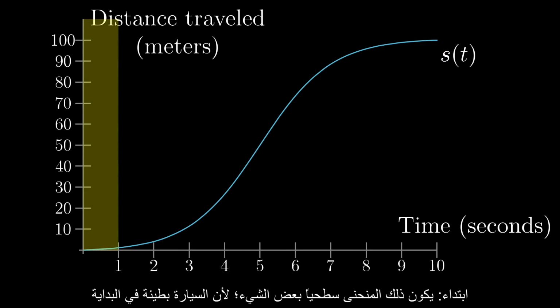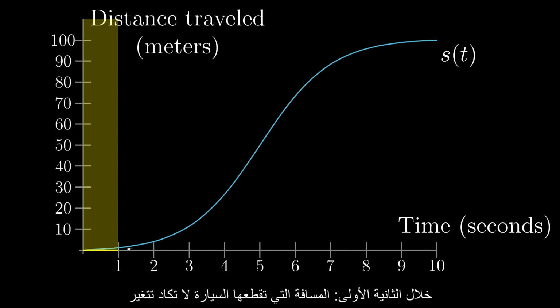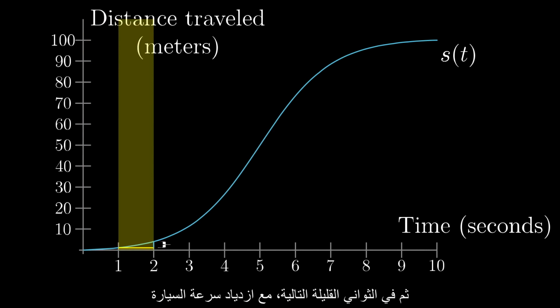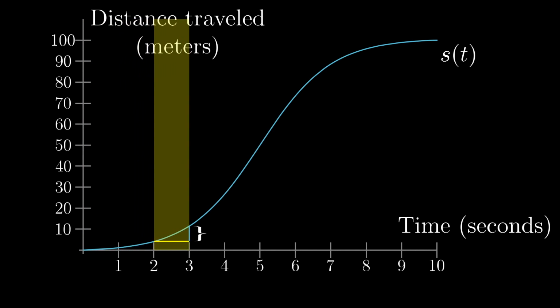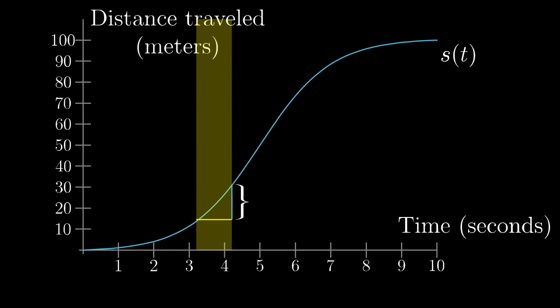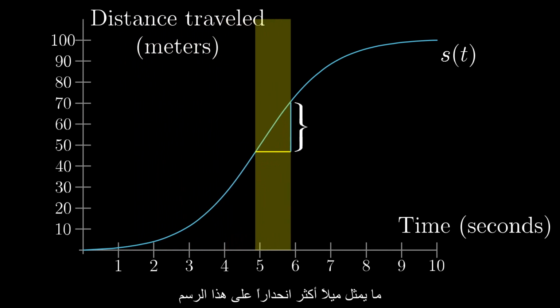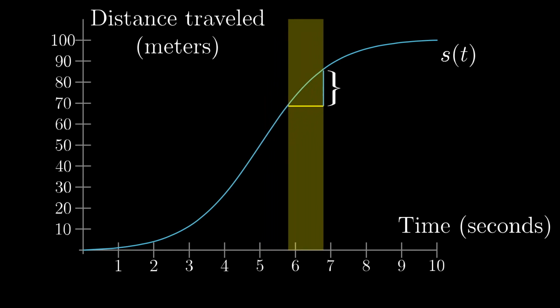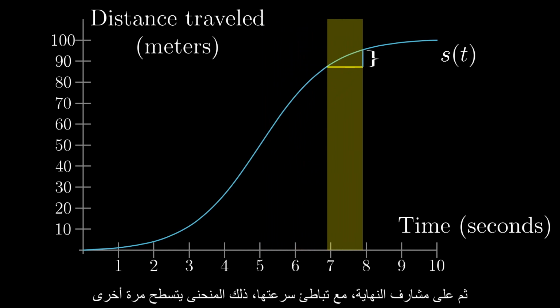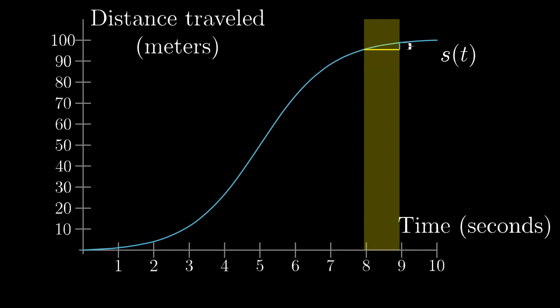Initially, this curve is quite shallow, since the car is slow to start. During that first second, the distance that it travels doesn't really change that much. Then, for the next few seconds, as the car speeds up, the distance traveled in a given second gets larger, which corresponds to a steeper slope in this graph. And then towards the end, when it slows down, that curve shallows out again.